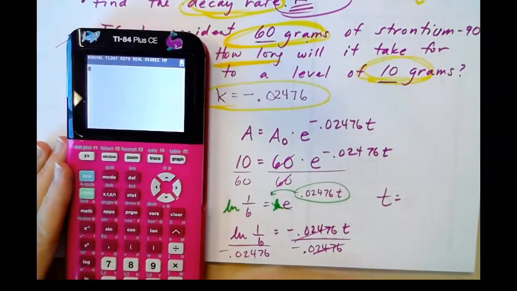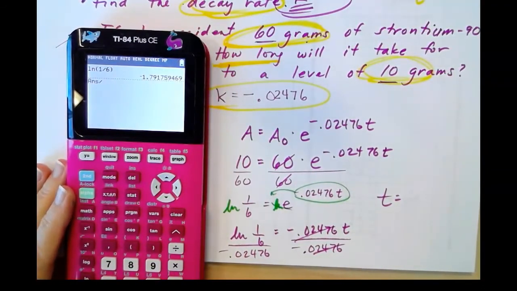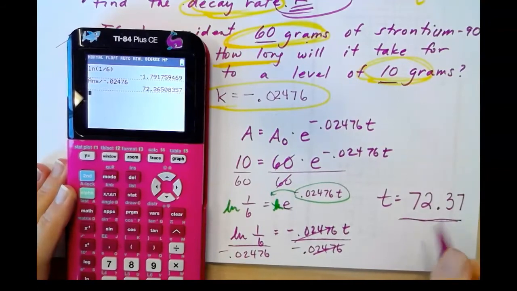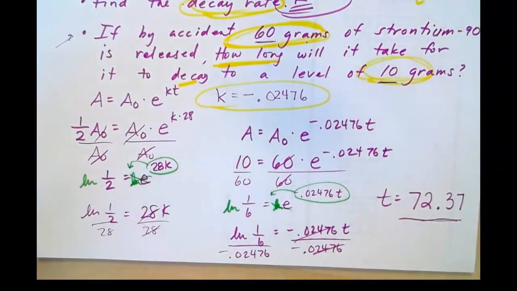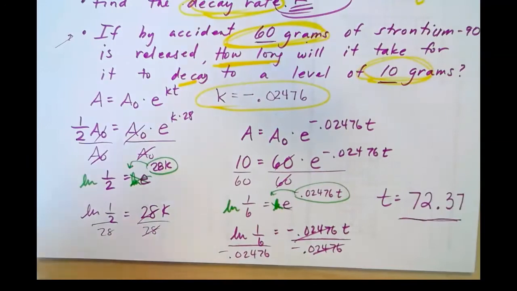So once again, follow order of operations carefully. So ln of 1/6 is that divided by negative 0.02476. Now before I even hit enter, anticipate that since we are solving for time, our answer better be positive. Of course it is, 72.37 years. 72.37 years for 60 grams of strontium-90 to decay to 1/6 of its original amount.